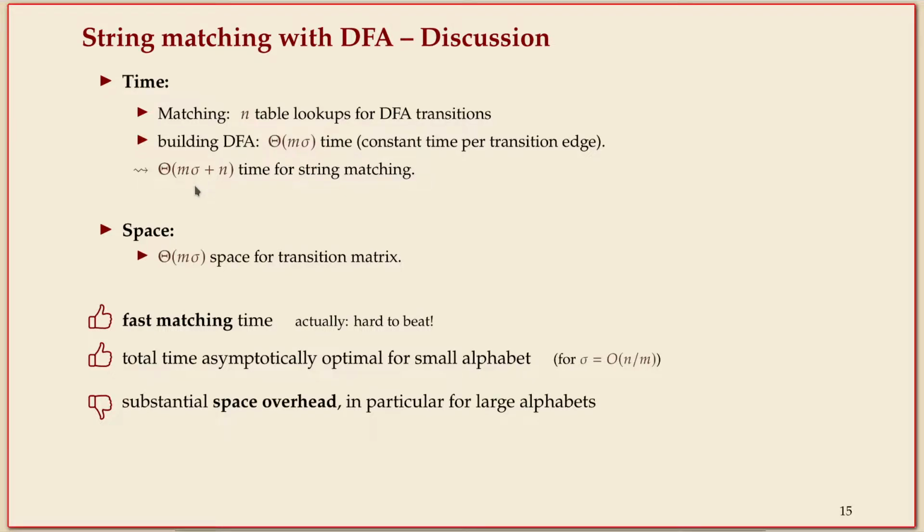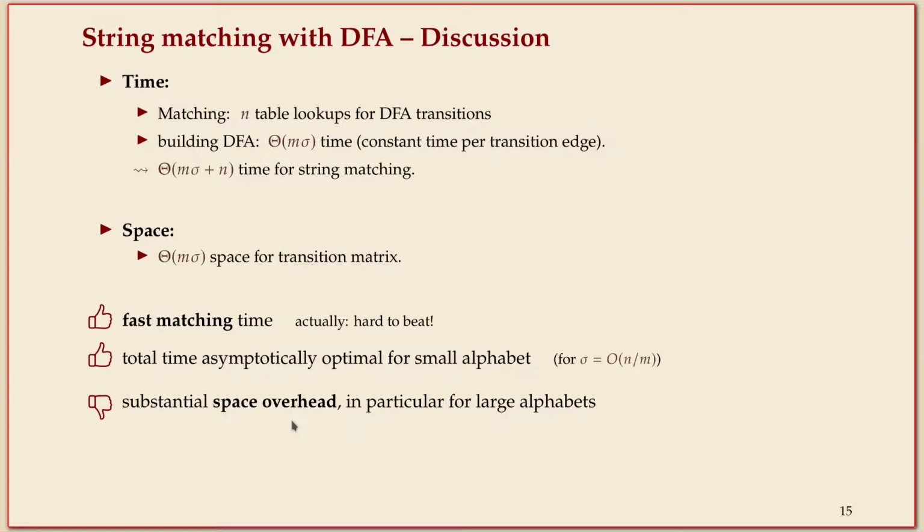So the total time is m times sigma. Sigma is the size of the alphabet, right? That's the number of rows in the table that you have. Plus n for the matching part. And the space is obviously what you need to store the transition function. So it's the number of edges. The matching time is really, really good. If the alphabet is not too big, also the overall time is as good as you can get because you need to read the text. But it is quite a substantial space overhead to have this factor sigma in there.